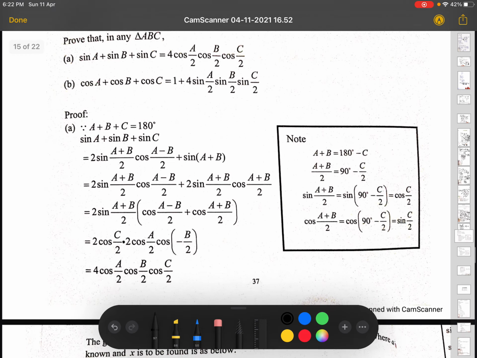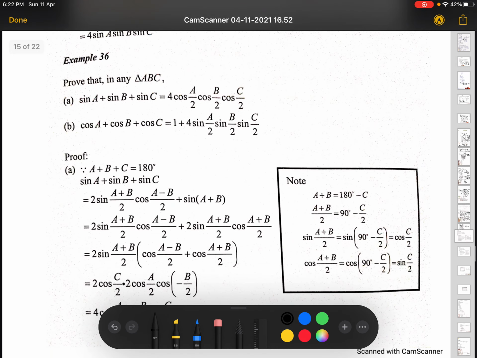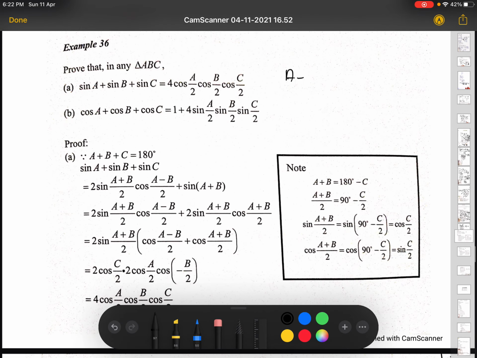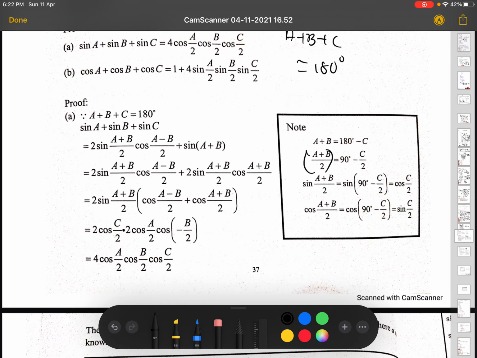The last thing that I want to mention will be about triangles. The main thing you have to know is that A plus B plus C, the angles of a triangle, always equal 180 degrees. Then you can play around. So A plus B over 2 is equal to 90 minus C over 2, because when you divide, this one becomes 90, right?